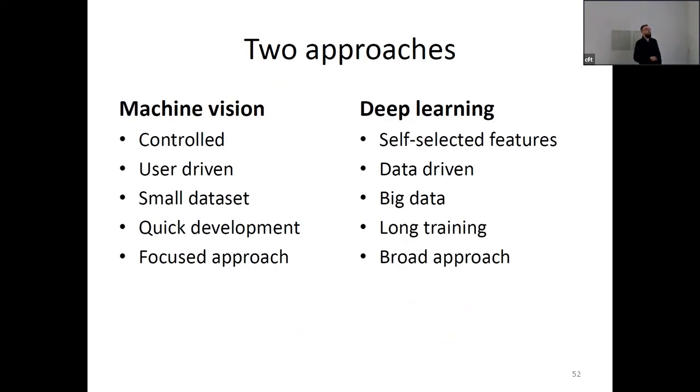So to compare those two approaches, deep learning has a very big advantage here, that the features are self-selected, and it is data-driven, not user-driven. But we need big data. We need a big amount of, in my case, images, and those need to be labeled images. So we need some masks, or we need classes for the images. And usually it takes long to train those models.